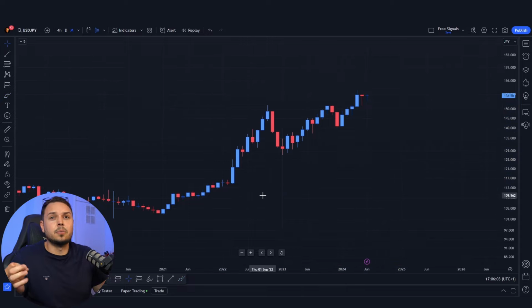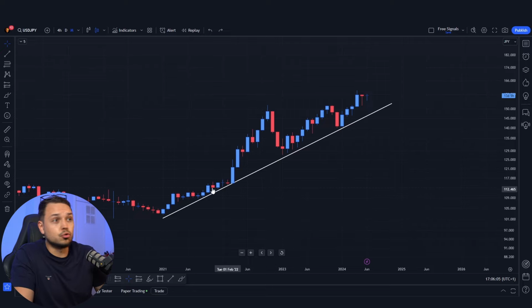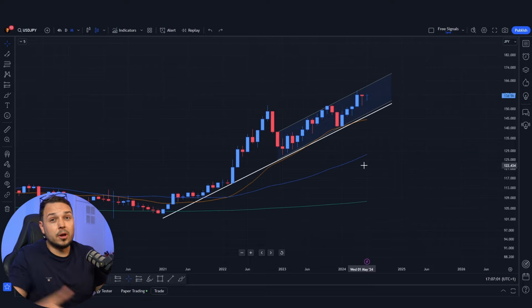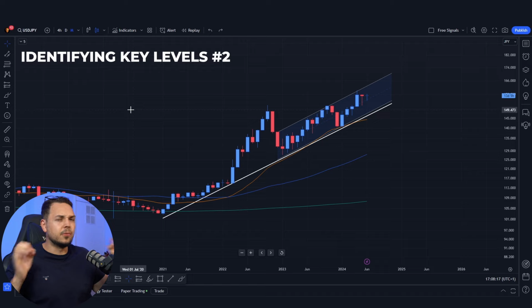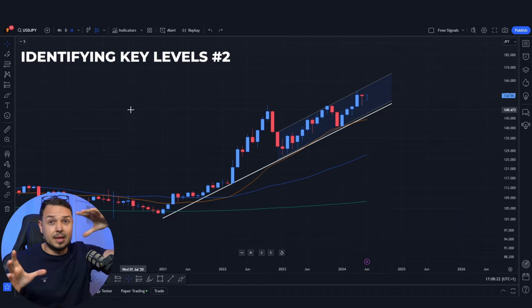If for any reason we have some trade skepticism, we can use trend lines, moving averages, or price channels to further confirm what we're seeing is true. On top of that, we want to identify key trading levels so we can focus on what actually matters in the market rather than looking at the previous data. I'll give you an example.